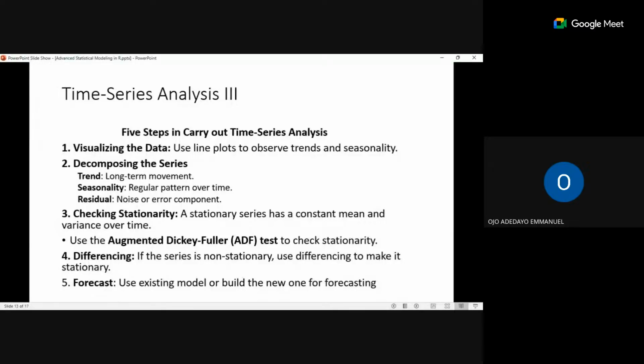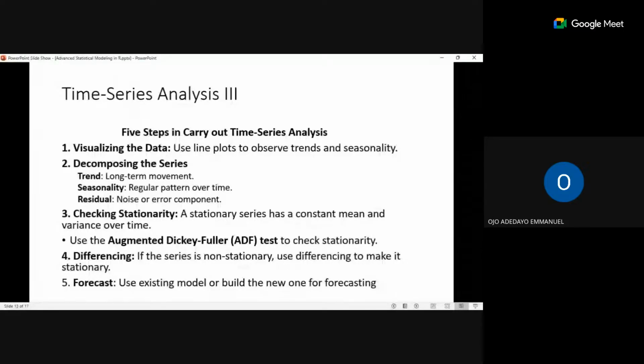So you difference it. All this that I'm saying, you will not be using your hand to do it. Just use any of your software to do that. Then after you've differenced your data, that data will be stationary. By the time you do the differencing, you can also check the stationarity again by using the augmented Dickey-Fuller test. By the time you've done that, the last one is to forecast. Use a model, or build a new model, for forecasting.